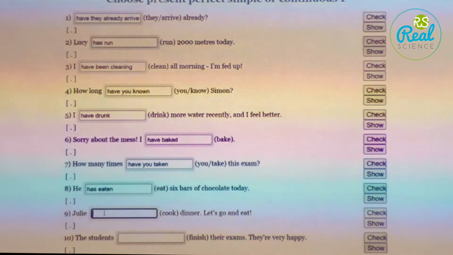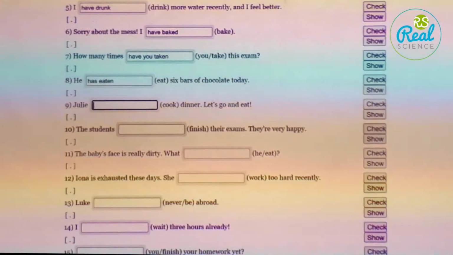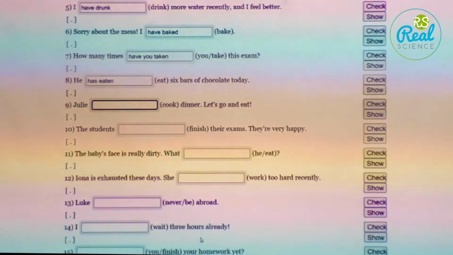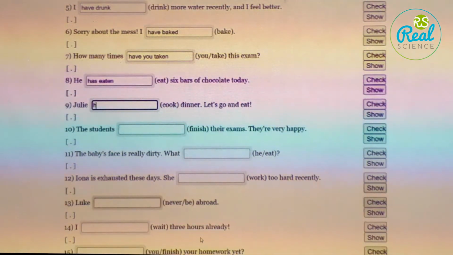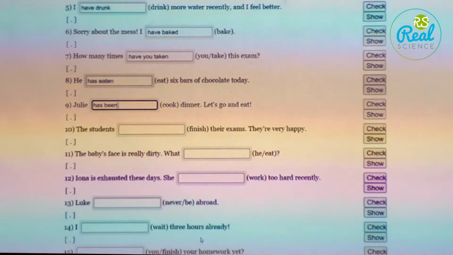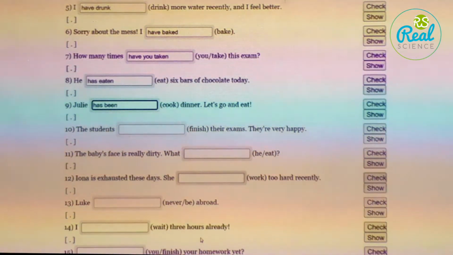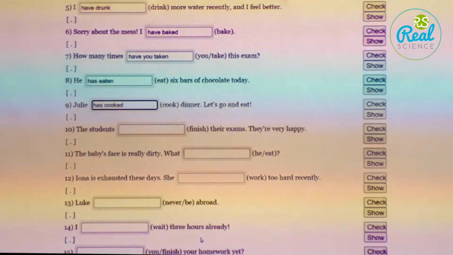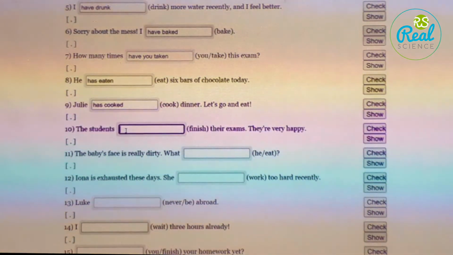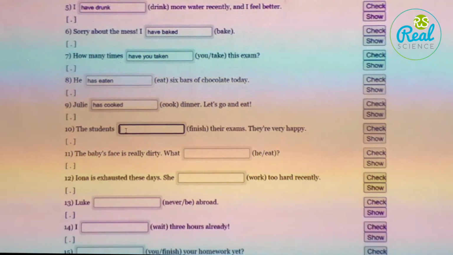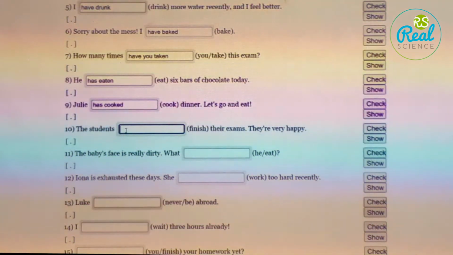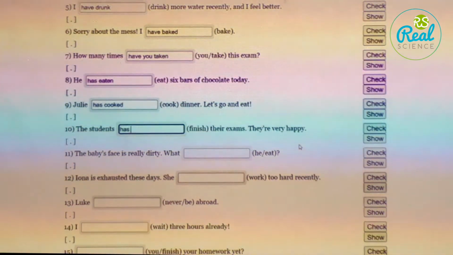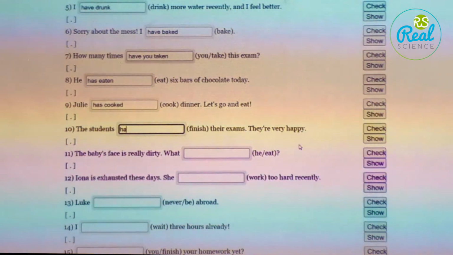Okay, so 9: Alex has been cooking dinner. No, he has cooked. He has cooked. Okay, cooked. So 10: The students have finished their exams. Have finished. Okay, nice.